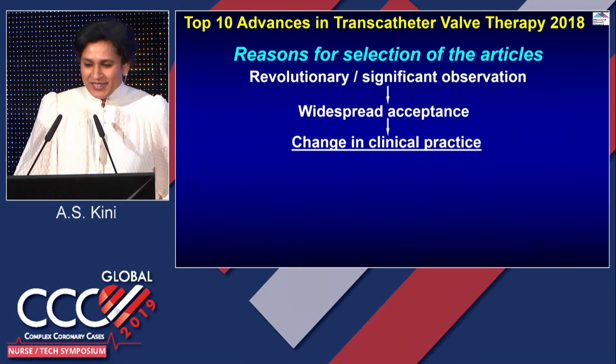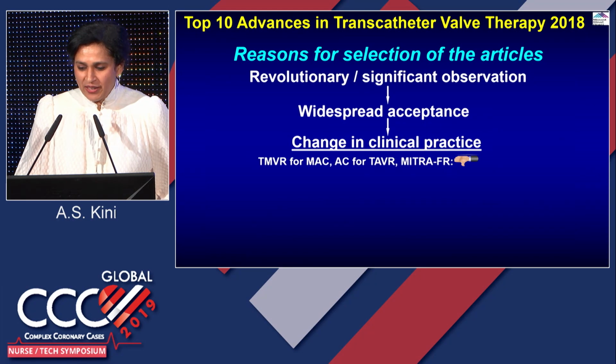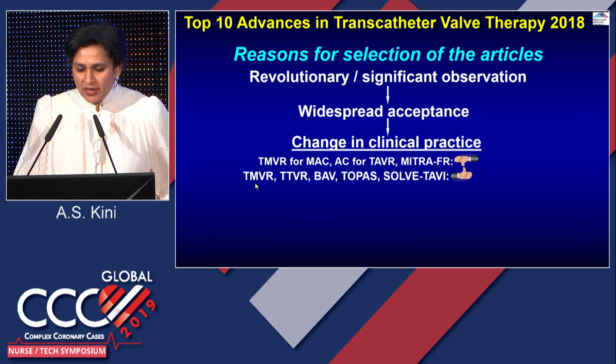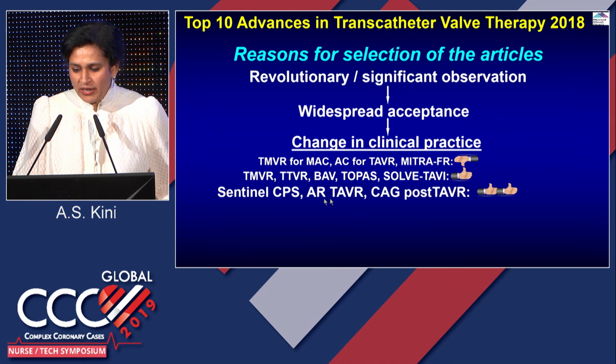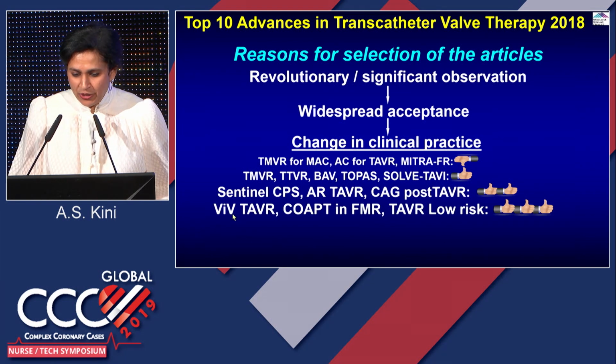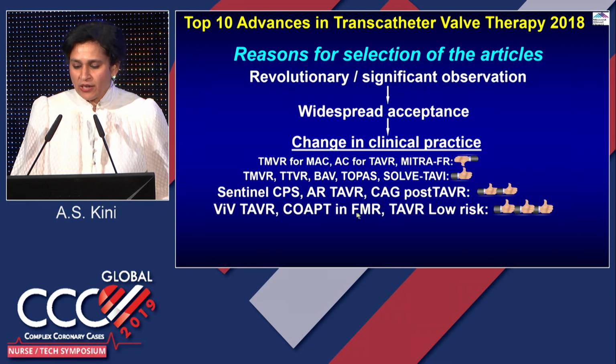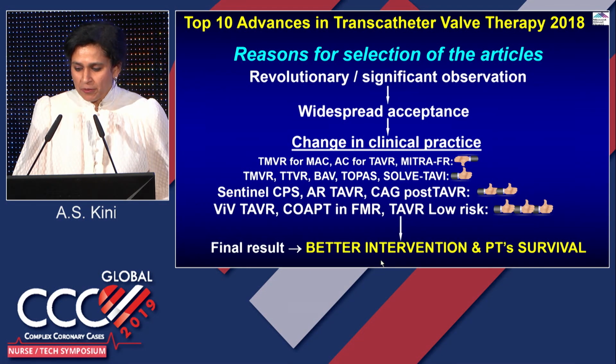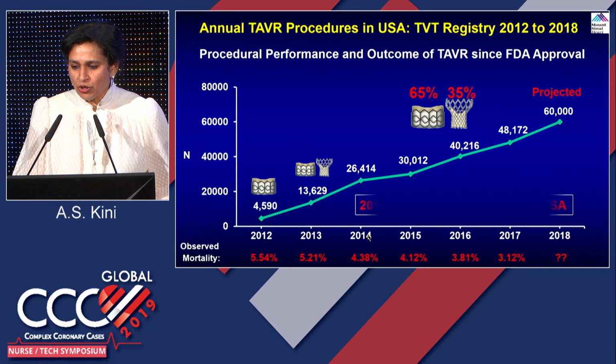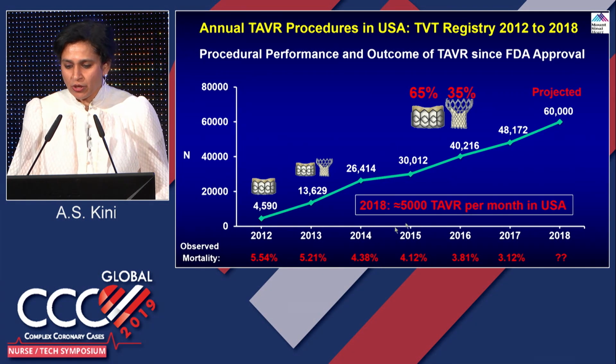Yeah. So this is where we are. What we discussed is what is good: TMVR, TTVR, BAV, and for the TAVR, Sentinel is plus minus, okay? And what is very good is valve-in-valve TAVR, clip for functional regurgitation, and TAVR for low risk is a lot of thumbs up, patient survival. So I just want to, so this is projection, okay?